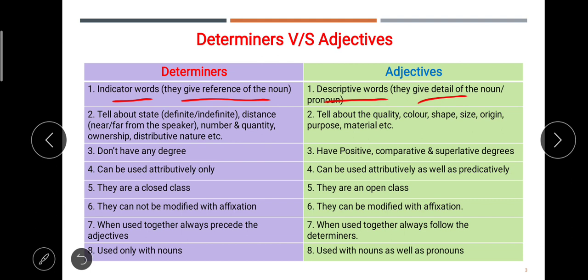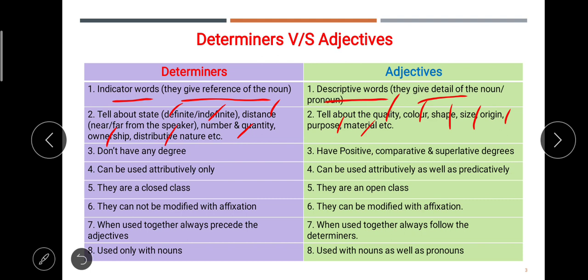Coming to the second point, they tell us about the state of the noun, whether the noun is definite or indefinite. Determiners tell us about the distance of the noun spoken about, near or far from the speaker, the number and quantity, ownership and its distributive nature. Whereas adjectives tell us about the quality of the noun talked about, its color, shape, size, origin, purpose and the material it is made up of.